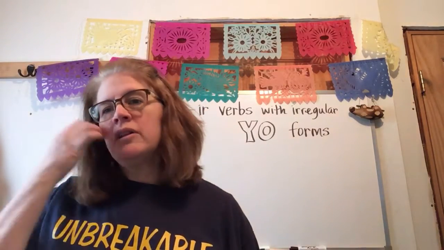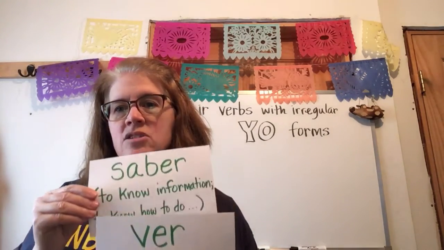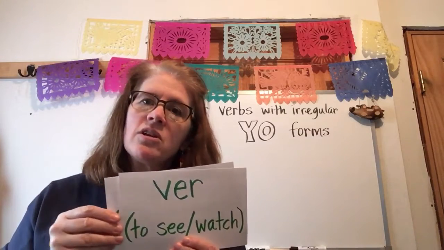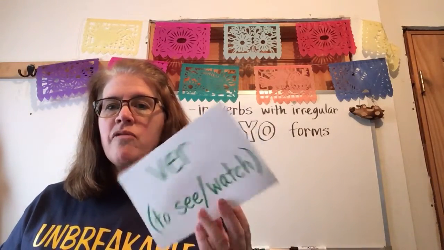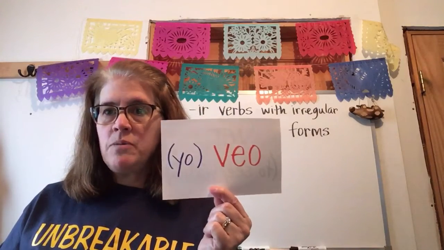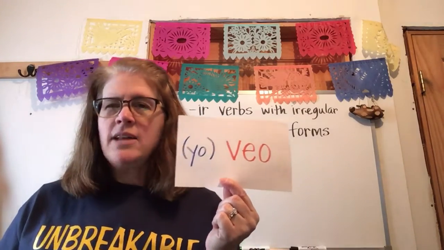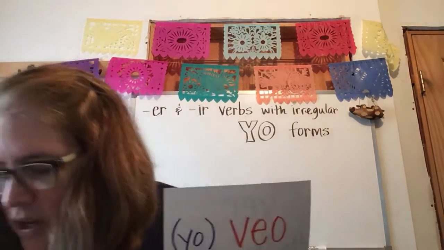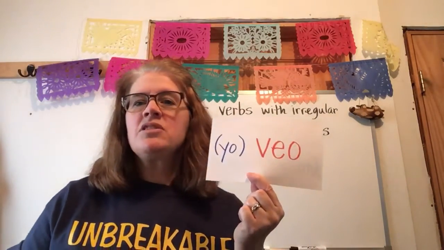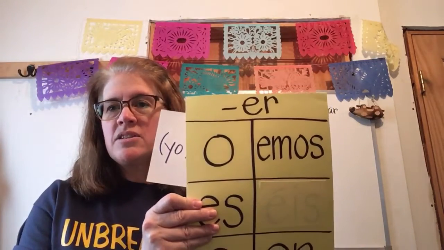All right, now the last 2, we've got these last 2, okay? And these ones are a little bit different. They don't have a G, but they are irregular. So ver, the yo form is veo, V-E-O. And you might think, well, that doesn't really look that irregular. It is, though, because, remember, if it doesn't follow the pattern, then it's considered irregular.